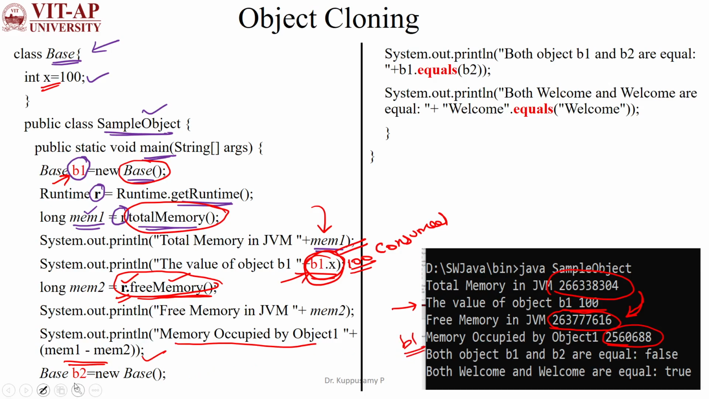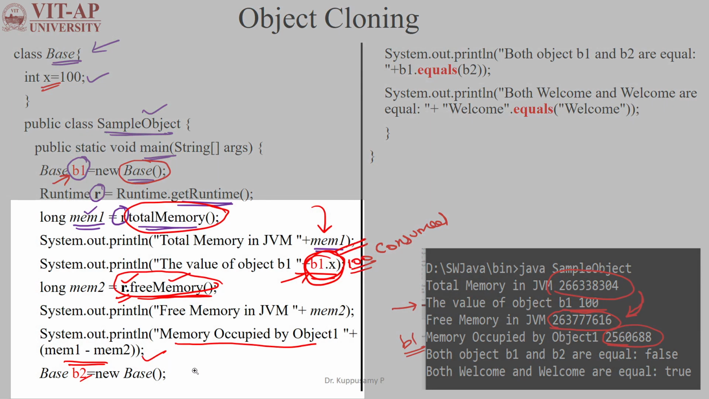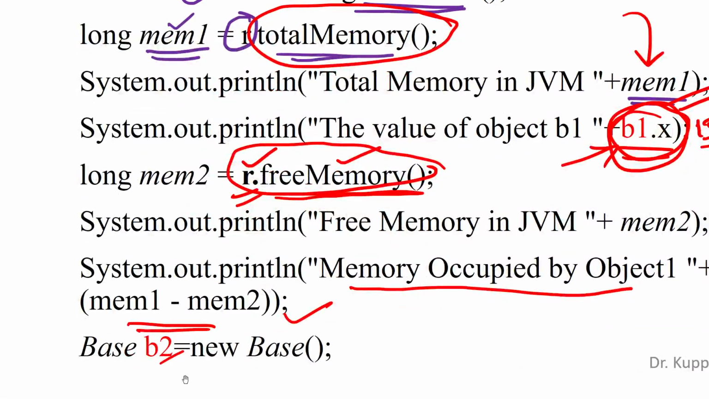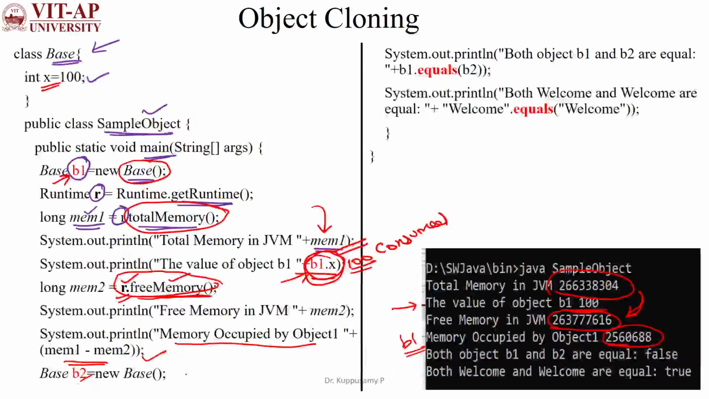So now I'm creating the next object b2 by using the base class, right? Then now I have two objects, one is b1 and another one is b2. I am checking whether both are equal or not. Both are not equal because b1 is stored in some memory location, b2 is stored in another memory location, even though they may have similar values, they are stored in different memory locations. So it will give you false.